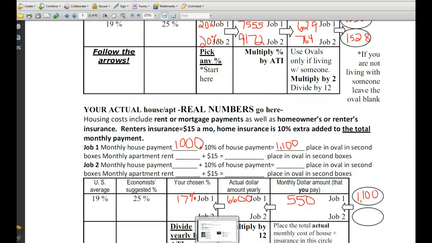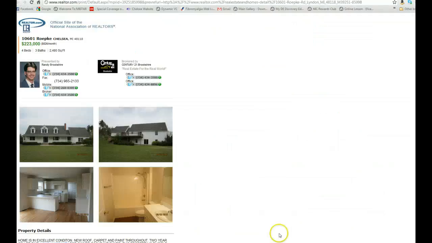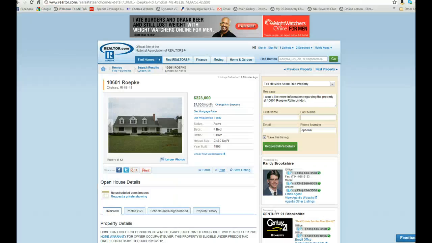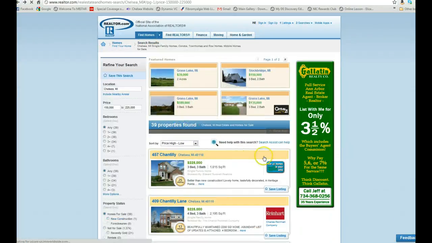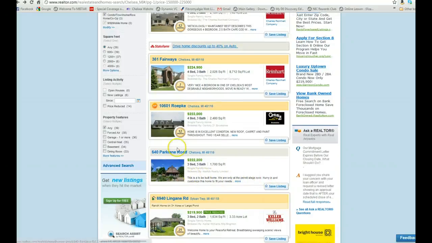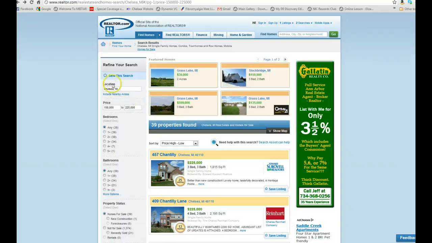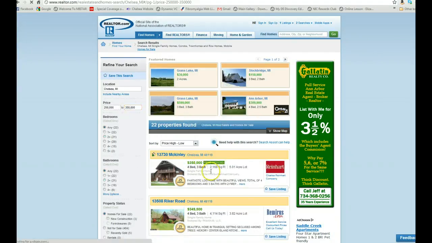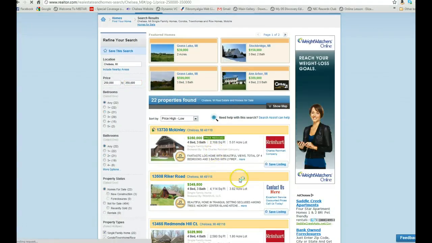You're going to do the same thing. Go back and pick a second house. Maybe because I can afford more, I'm going to put 250 to 350 and see what my search comes up with. Oh, this is nice. All right, so let's look at this house.